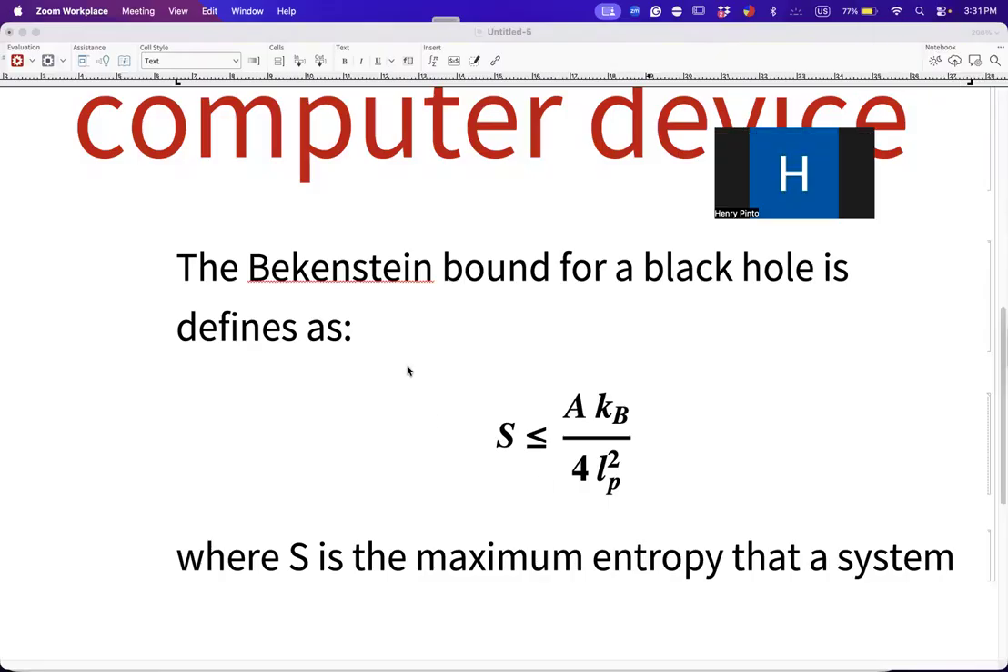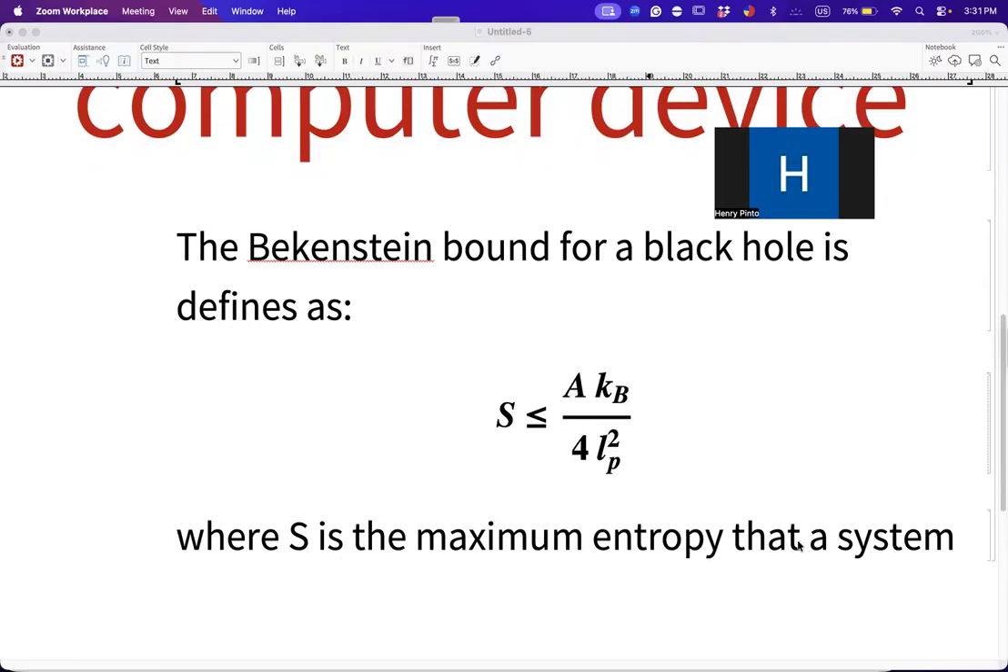Okay, so I'm recording this, and I start to put the Bekenstein bound for a black hole. S is defined. The maximum amount of information that a system can hold is this, right? A is the area, and S is the maximum amount of entropy of a system. A system of area A can hold this, right?